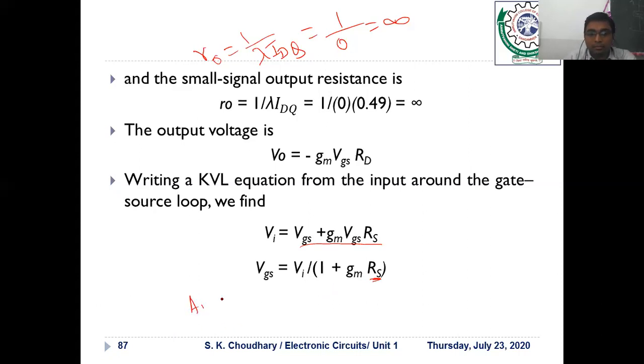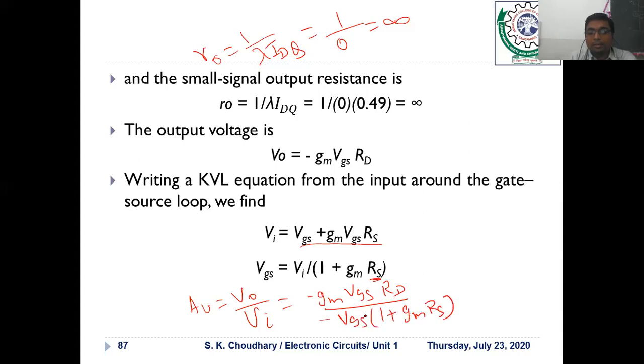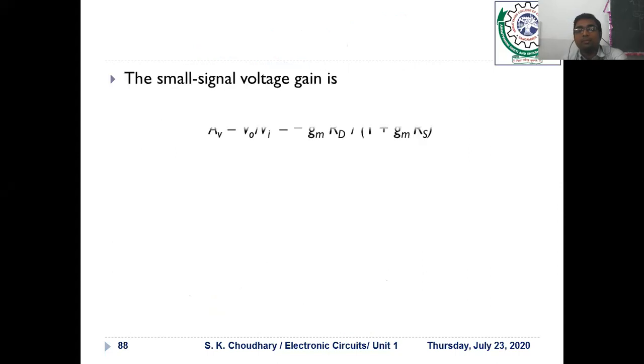So AV is equal to what? V naught upon VI. V naught we are very clear, gm VGS RD, and VI is equal to VGS times 1 plus gm RS. So VGS would cancel out. The final formula for the voltage gain is minus gm RD upon 1 plus gm RS. So put in the values of all these parameters, and you will get the voltage gain.